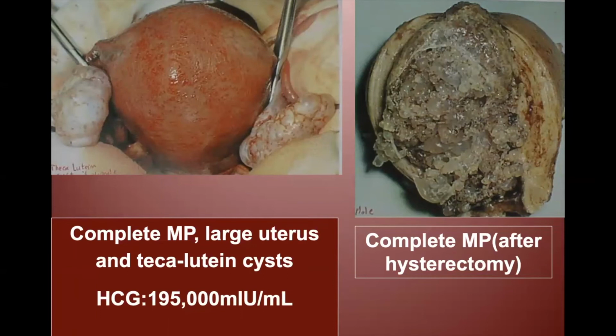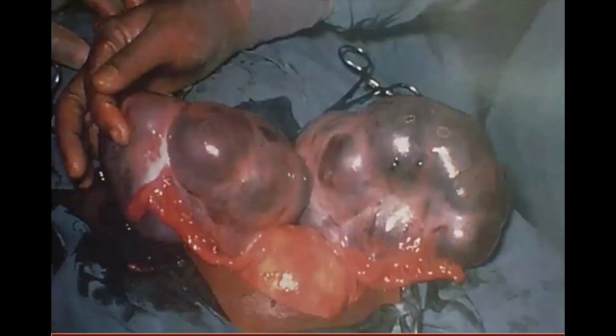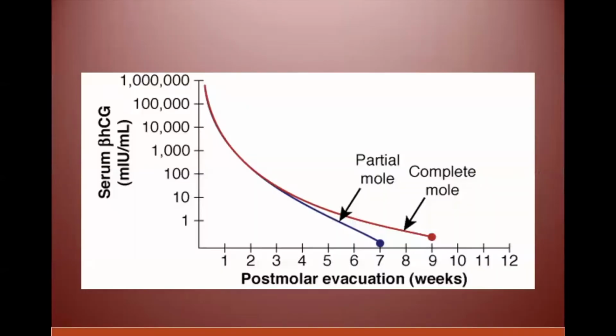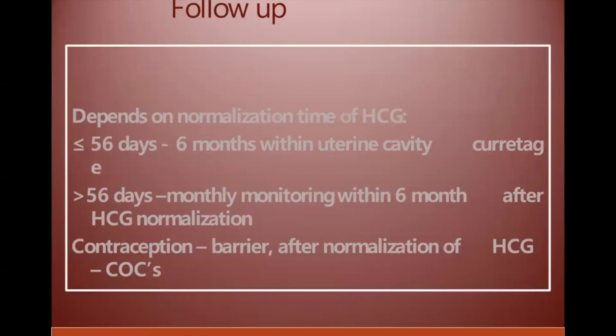And here's a picture of a complete molar pregnancy. We have here a large uterus and theca lutein cyst. And on the right side, it's a complete molar pregnancy after hysterectomy. And this is a theca lutein cyst picture. So after dilatation and curettage, we check the gonadotropin level.